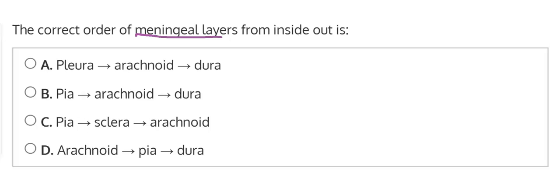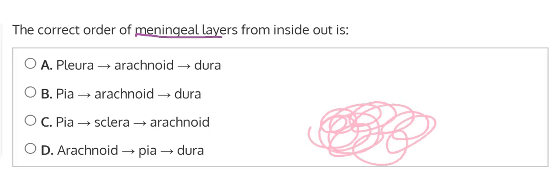So just to draw it out on a diagram, if this is your brain here, we're going to draw the order of where these meninges would lie from inner to outer. So let's review, after drawing our brain here, the order of the layers of the meninges.